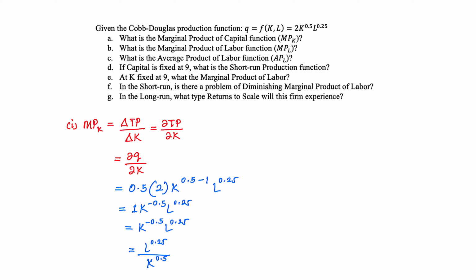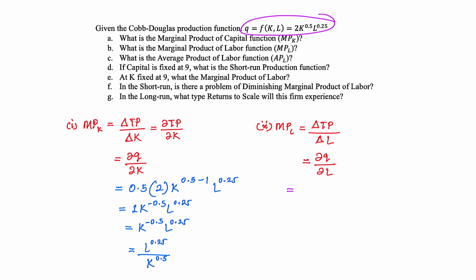The second question says, what is the marginal product of labor function? So the MPL function. The MPL is similar to the MPK in the sense that we take the change in the total product divided by the change in labor. As we said when calculating the marginal product of capital, since the production is in a functional form, we simply take the partial derivative of the total product, which is the same thing as the quantity, with respect to the input, which is labor in this instance. So the MPL will be equal to taking the partial derivative of this quantity function with respect to L.